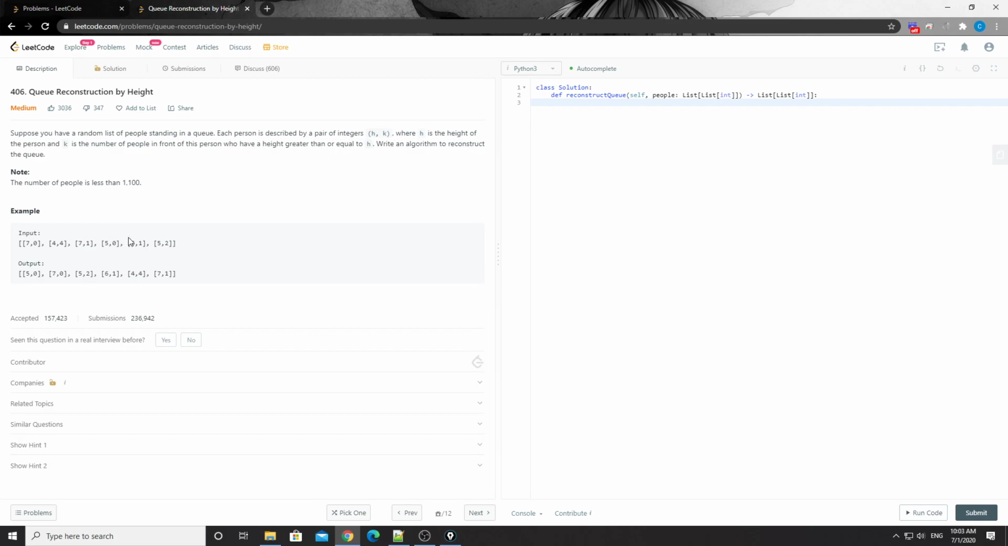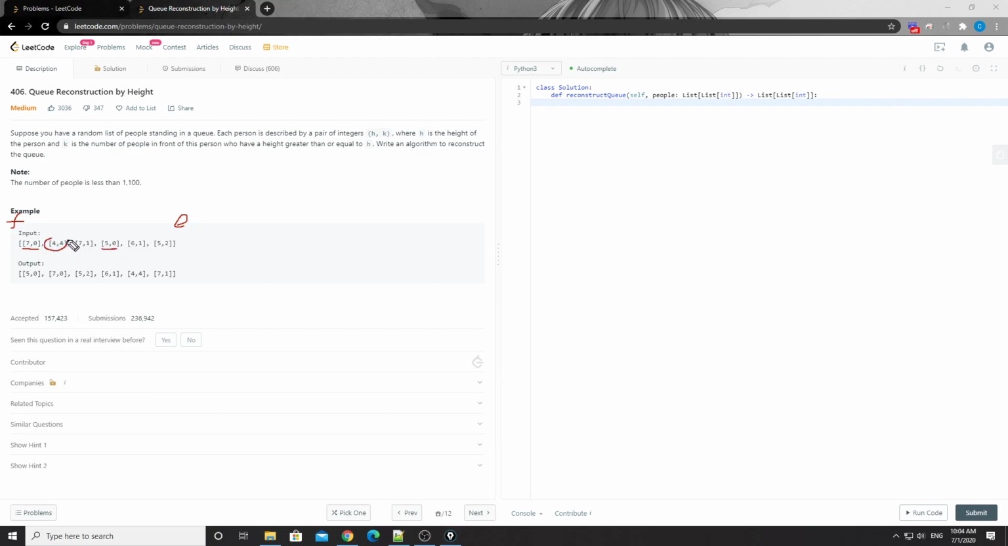Front, this is front, this is end, so it basically means the left side, not the right side. For example, here 7 0 means on the left side there are no other people who are taller than him. And 5 0 also means that on the left side of this 5 0, there are no people taller than him.